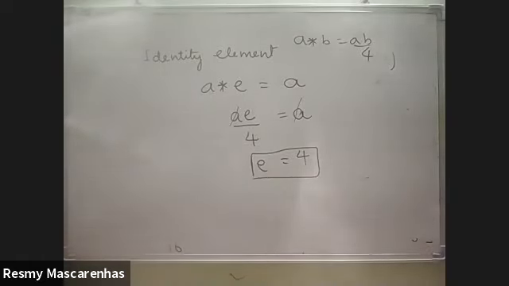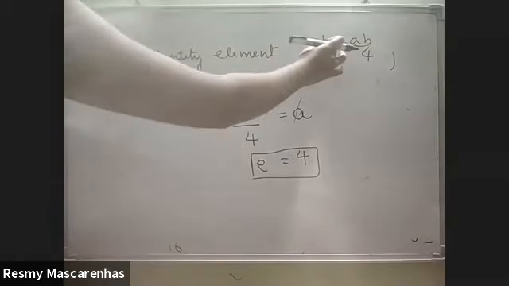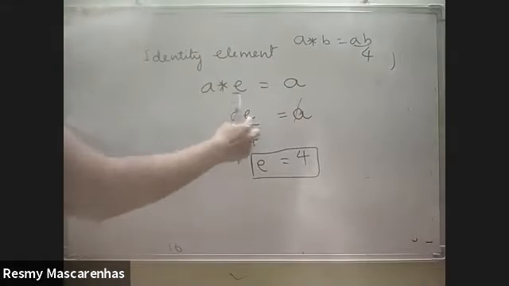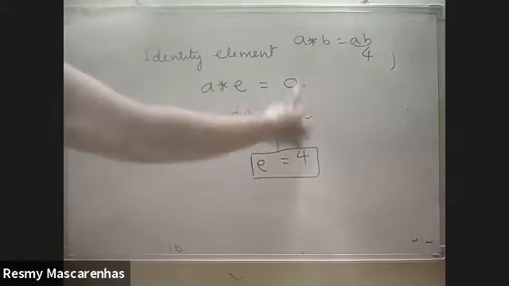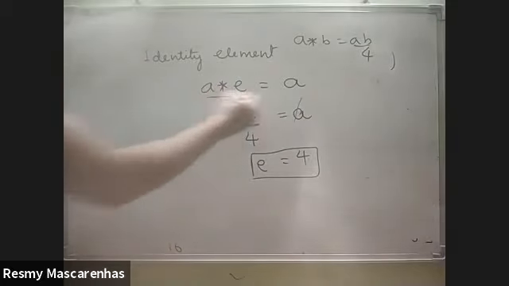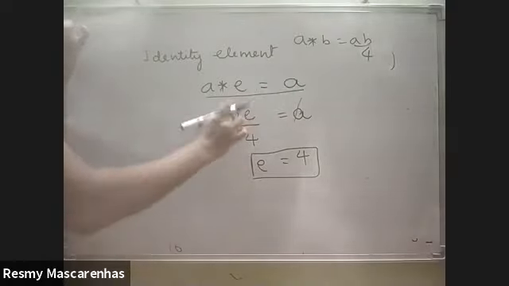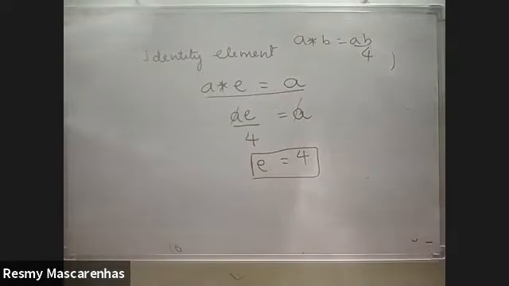If anyone has not understood, ask. Just apply the same formula. A star B was what? AB upon 4. So A star E will be AE upon 4, and this is as per the formula which you had written. This is a fixed formula. So just apply whatever is here and cancel whatever is getting cancelled, and your aim is to find the element E, that is the identity element.